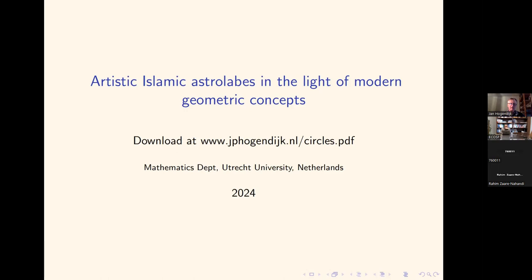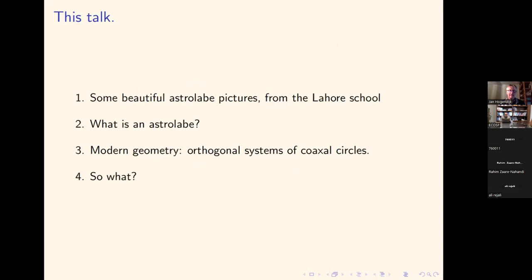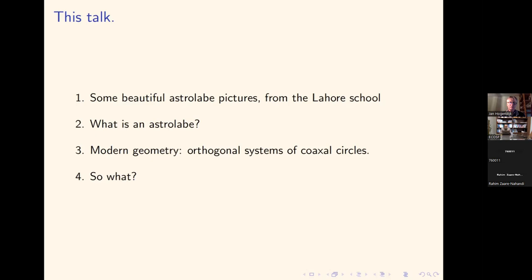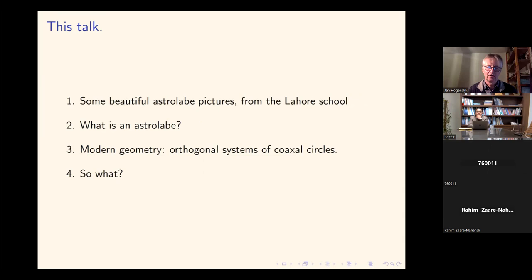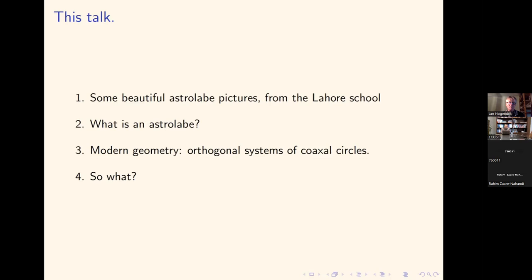So what we will do is, first, I will just show you some pictures. I assume that some of you know what an astrolabe is, and some of you don't. So I will then try to explain to you a little bit about what it is. It is a medieval instrument. Then I will introduce a modern geometrical concept, but only in a very superficial way because we have little time. Then explain the relationship to the astrolabe, and then ask the question, so what? Did we learn anything, and is it of any interest at all? So this is the structure of my talk. I think the Q&A will be at the end, so if you have any questions, please save them to the end.